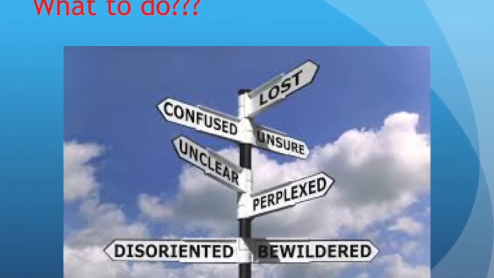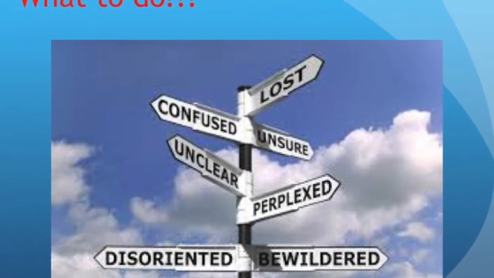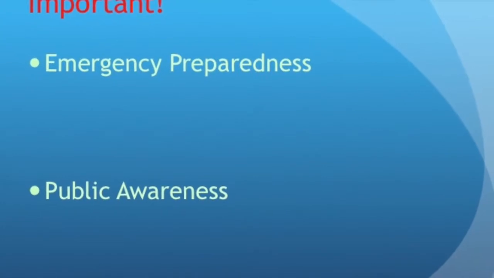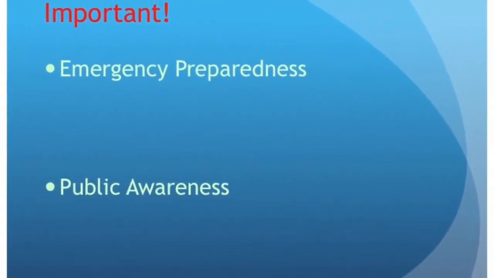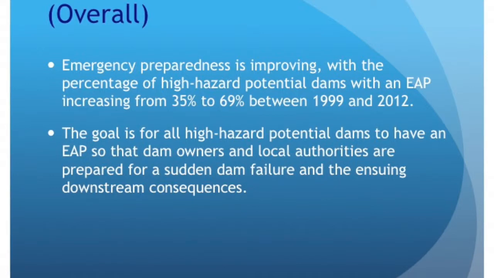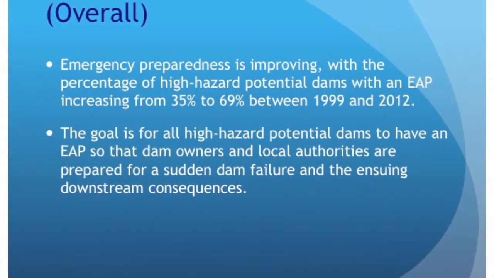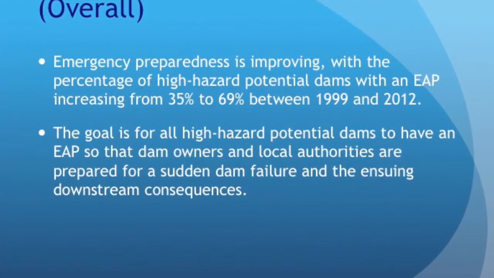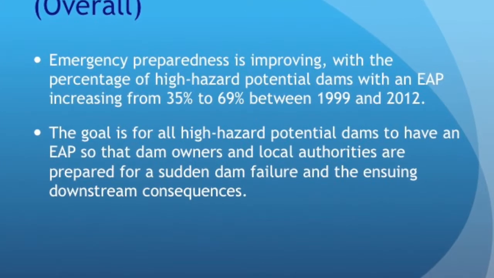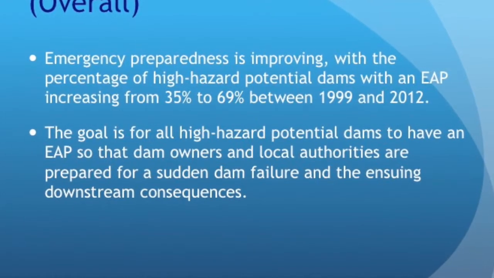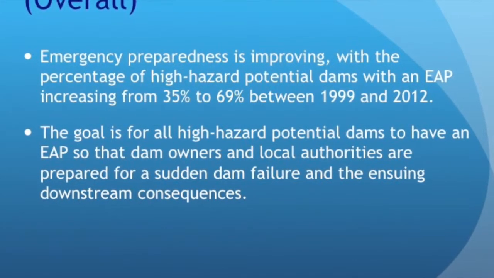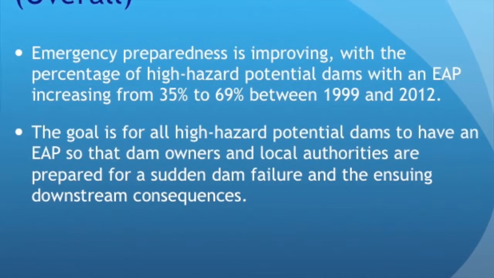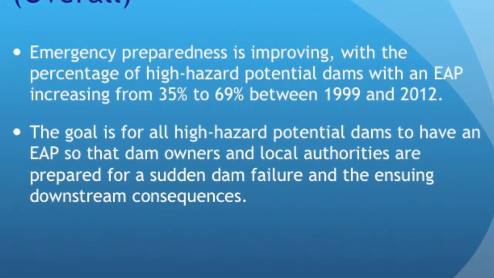In light of the fact that funding is such a major problem, what is there to do? As a community, it is important to practice emergency preparedness and public awareness. Overall, emergency preparedness is improving, with the percentage of high-hazard potential dams with an EAP increasing from 35% to 69% between 1999 and 2012. The goal is for all high-hazard potential dams to have an EAP, so that dam owners and local authorities are prepared for a sudden dam failure and the ensuing downstream consequences.